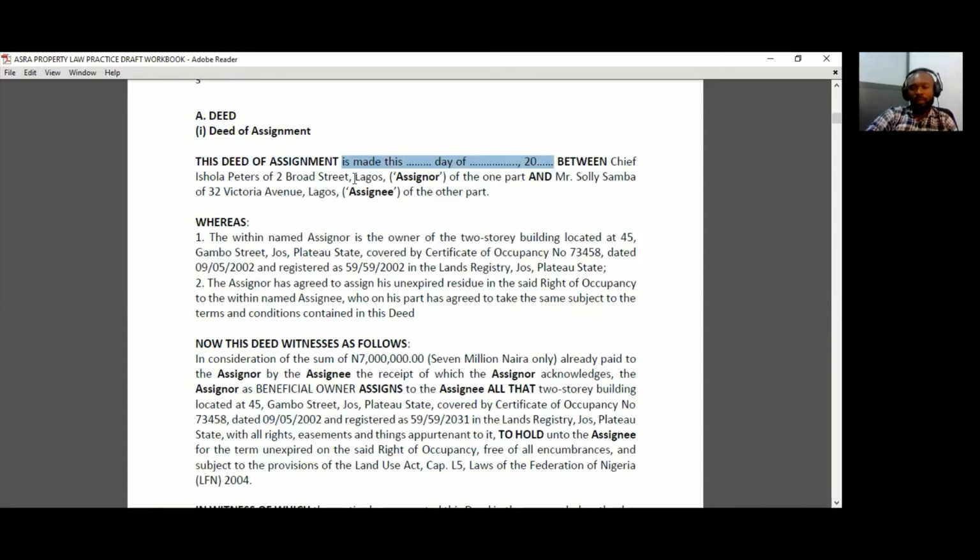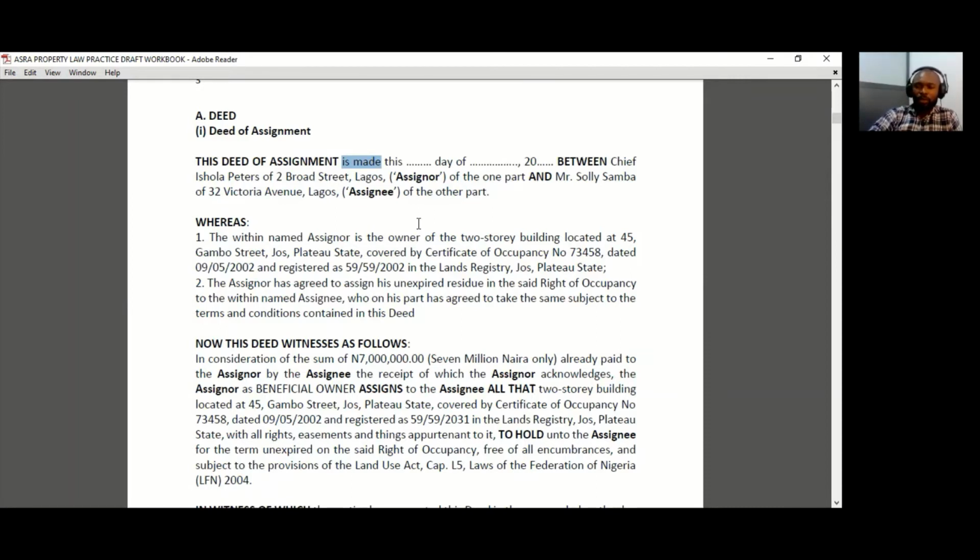Here we have "is made this dash day of dash 20 dash." In some other examples, it would just say "made" without the "is." And what's the difference between both styles? If you have "is made," that signifies that there's going to be a recital included in that draft. And generally, I'll just advise to always say "is made" and include a recital.